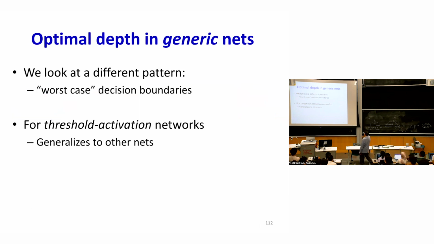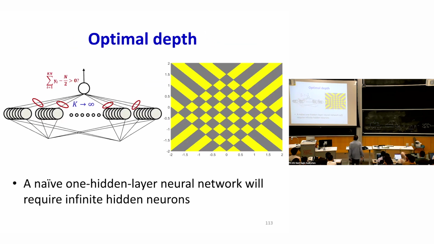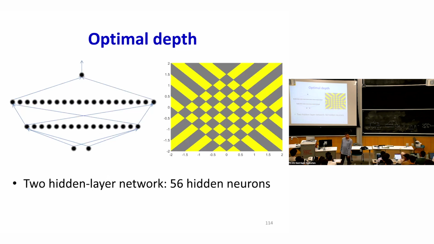So I'm going to look at a slightly different pattern, a worst case decision boundary of sorts. Again, the example I'm giving you is slightly fraudulent, but it conveys a concept. I'm going to assume threshold activation networks, and we'll show you how you can generalize beyond them in a few minutes. Let's say I have this decision boundary where I want this checkerboard pattern. I want an output of 1 inside the yellow regions and a 0 outside. If I want to do this naively with just one hidden layer, I'm going to need infinite neurons in the hidden layer. We've already seen this. But I can do this with 2 hidden layers in this manner.